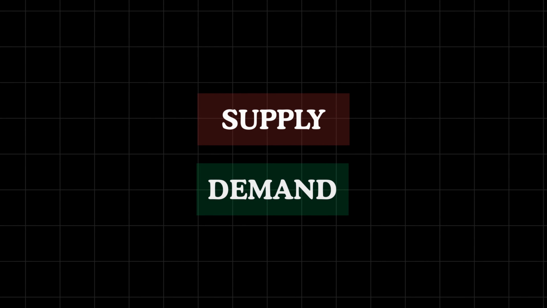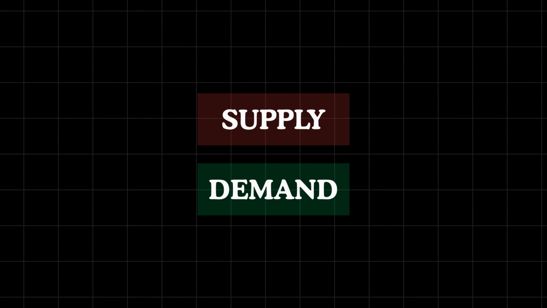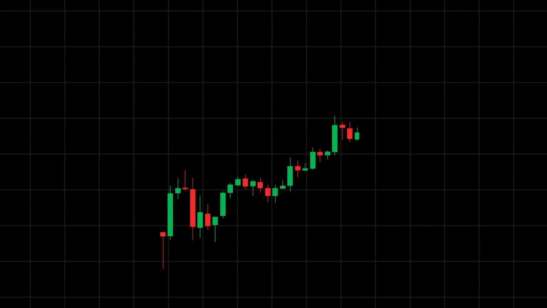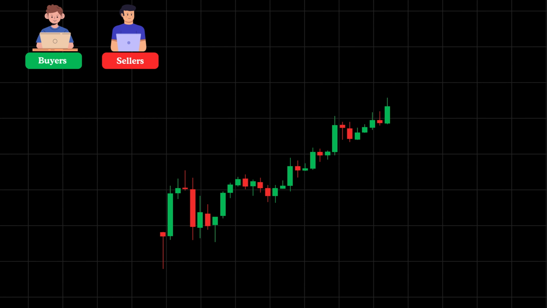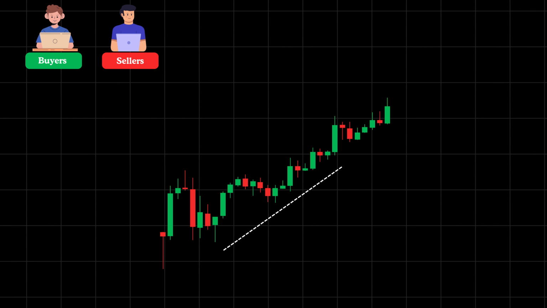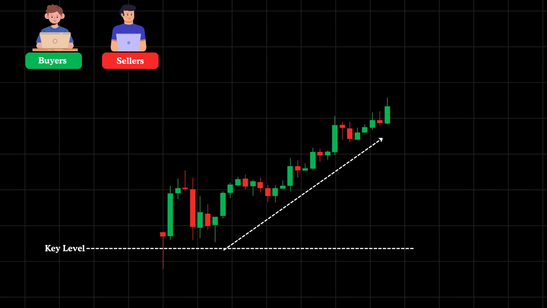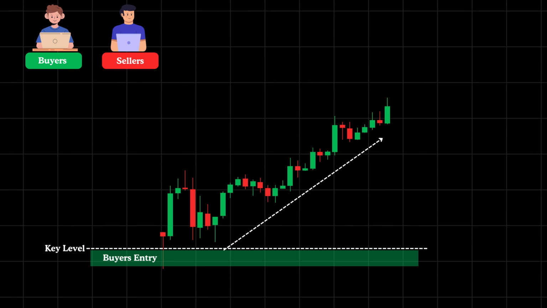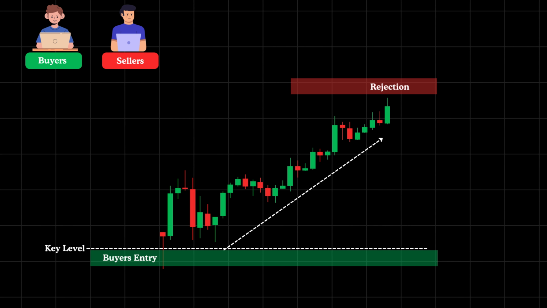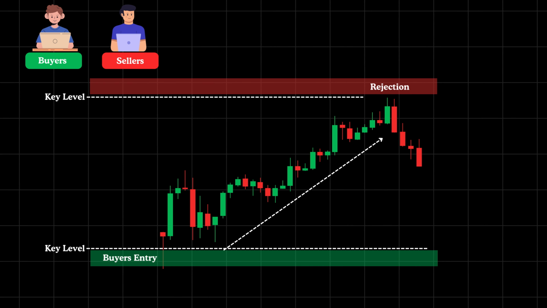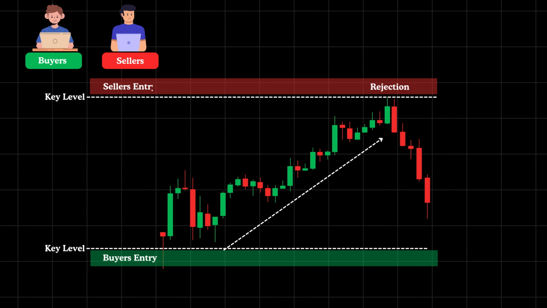So, first, let's break down supply and demand. There are two primary groups active in the market: buyers and sellers. When the market rises sharply near a certain level, we assume that buyers have stepped in at that point or area. In the same way, when the market rejects a level and drops beneath it, the decline happens because sellers are active in that region.